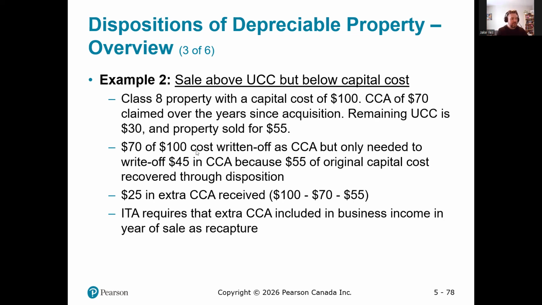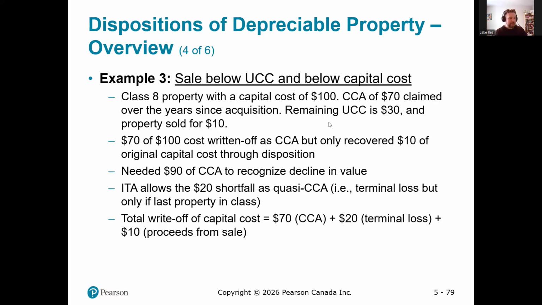So $70 of the $100 was written off as CCA, but we only needed to write off $45. A $45 deduction in our UCC would have properly reflected the change in value over those years. $55 of the original capital cost was recovered through disposition. So that extra CCA we took, $100 minus $70 minus $55, which is $25, represents an add back of value. That add back of value is recapture, which gets recognized in business income in the year of sale.